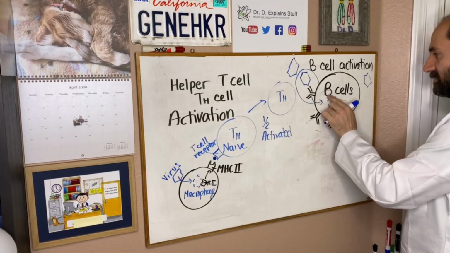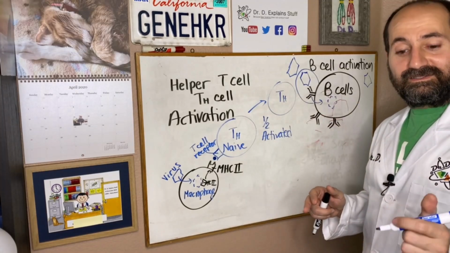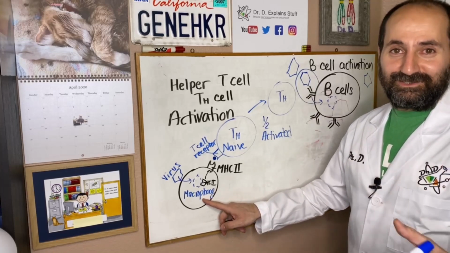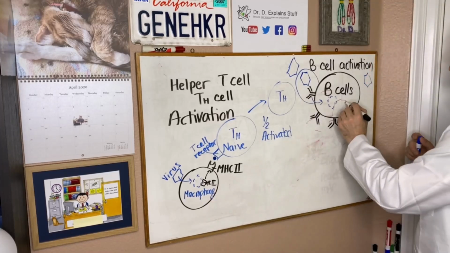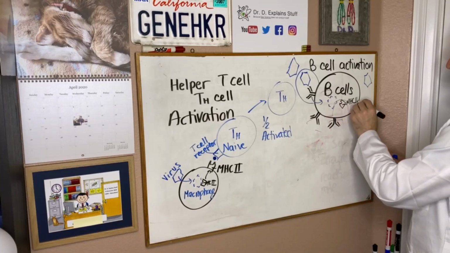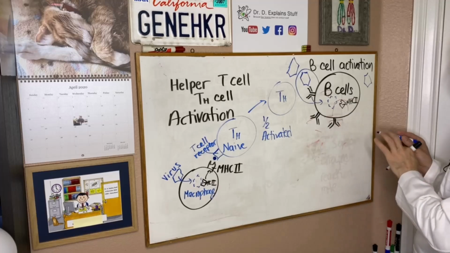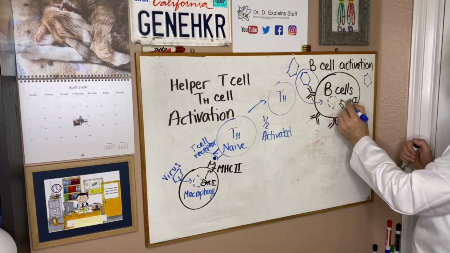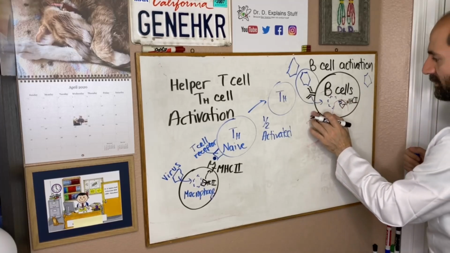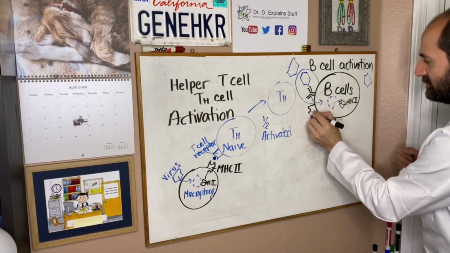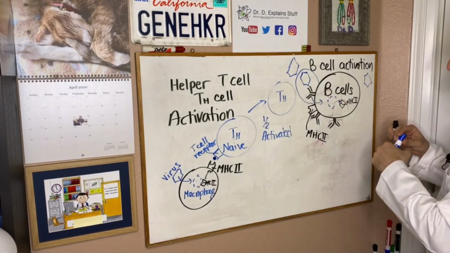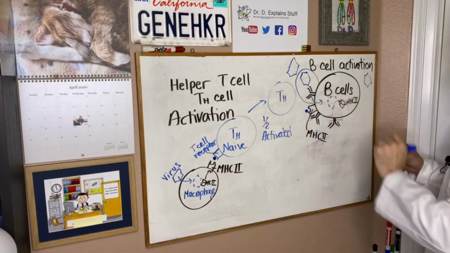You chop it up into parts, right? You chop it up. And guess what? B cells are, just like macrophages, professional antigen presenting cells. So they also have inside of them MHC II. So they'll take this viral protein, conjugate it with MHC II, and guess what they'll do? They will present on MHC II, look, this is MHC II, they will present that antigen from that virus.